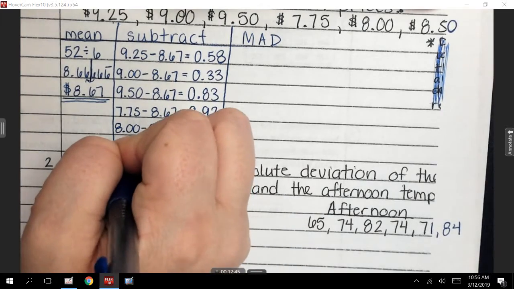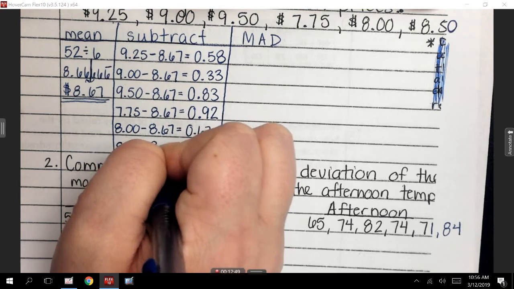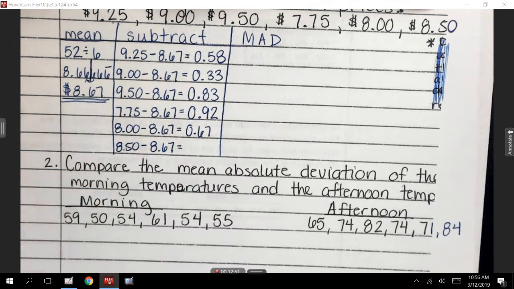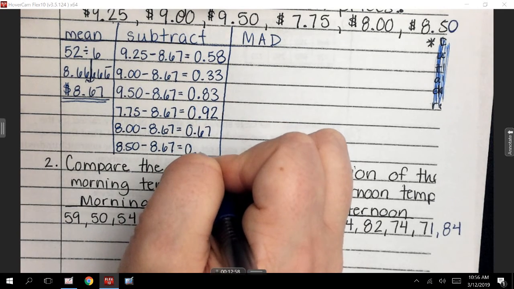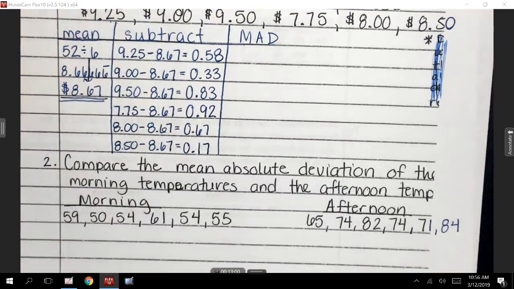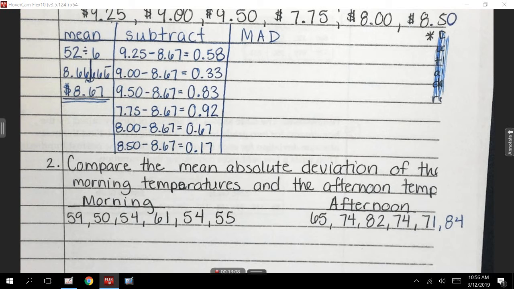So the last number, 8.50 minus 8.67 equals, what do I get there, Kelsey? 0.17. Sorry, I thought you said 7 for a second. 17. Got it. Okay. All right, so now I've subtracted. What is my next step? Hunter. Olivia.